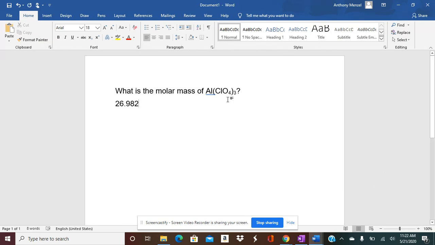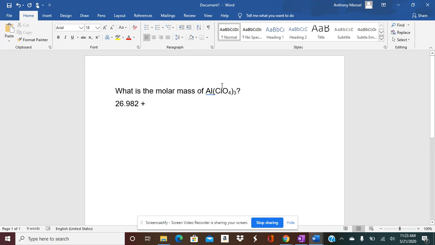Now, the subscript next to the aluminum is 1 because there's nothing there. So we don't have to multiply the 26.982 by anything because a number times 1 is the same number. We move on to the next element. It's a new element, so we add. We go now inside the parentheses.